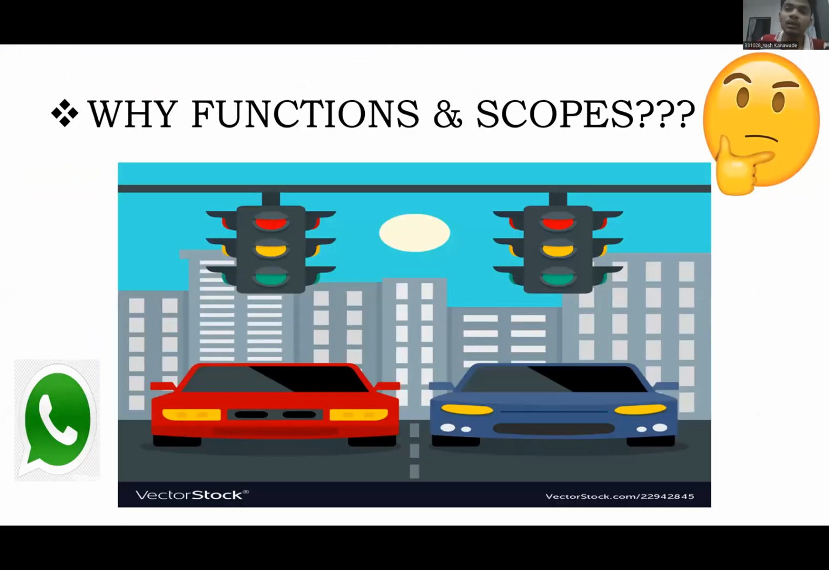Let's start with the introduction: why do we need functions and scope? Let's take an example where we have the task of driving a car from one point to our destination, and during this journey we get signals on the road. The signals show three colors, as we all know: red, yellow, and green. If red is there, we have to stop. Yellow shows that we have to be alert or drive slowly, and green shows that we can go ahead.